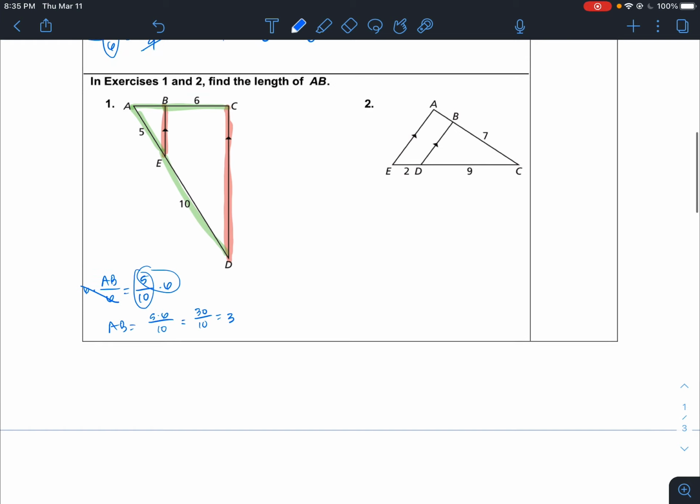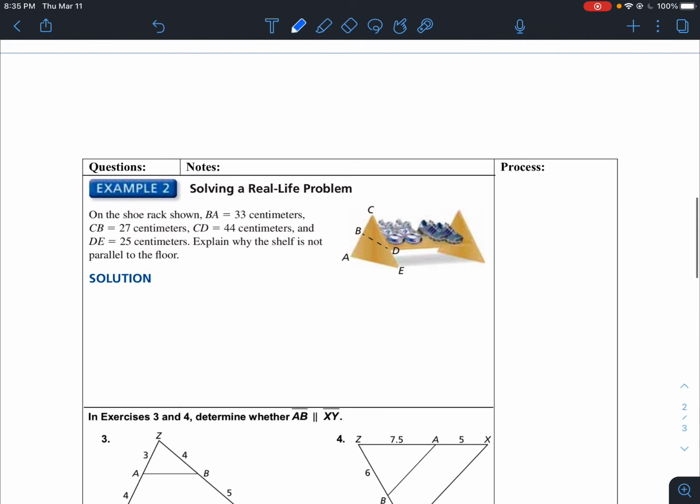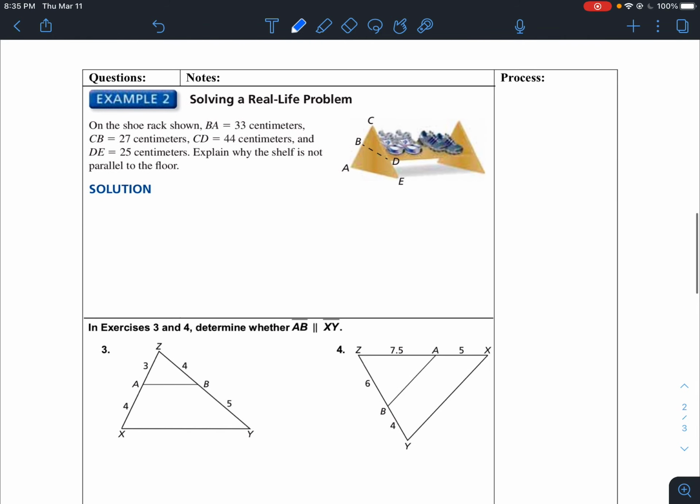You should expect an answer of 14 over 9, just as a heads up. So you can check your work with that. Now let's come down here to example 2. This will be using the converse, okay? The converse of the theorem.